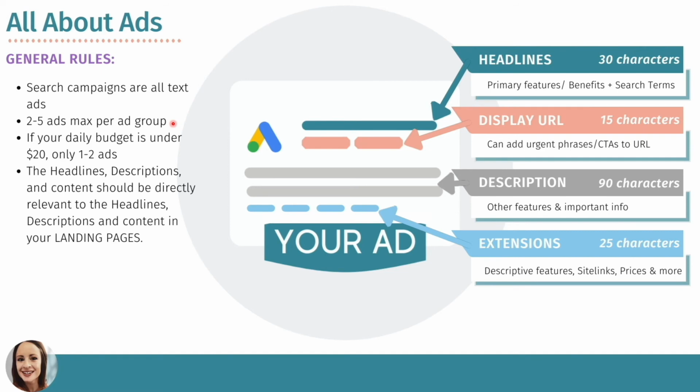And then if your daily budget is under $20, you really only want 1 to 2 ads. So just keeping it simple. If your daily budget is $20 or less, 1 to 2 ads, see which one is performing better, see why. And I'll show you how to determine this. This is all nothing that you know yet, so don't worry. And then you're going to pause the other one. And then headlines, descriptions, and content should be directly relevant to the headings, descriptions, and content in your landing pages. We are going to go into that.